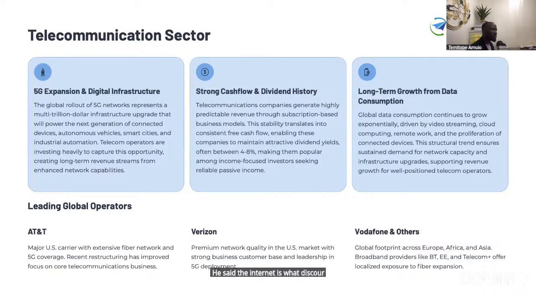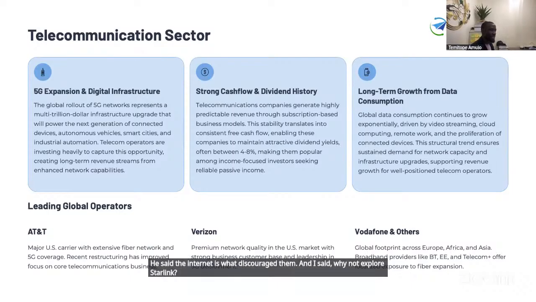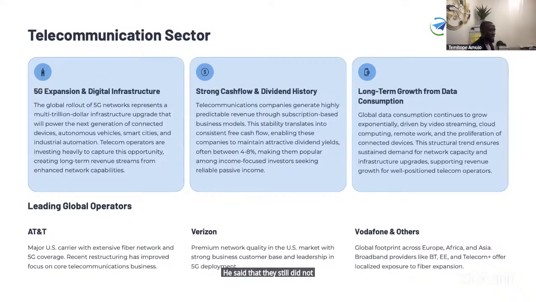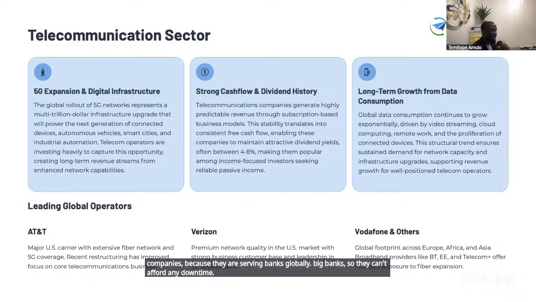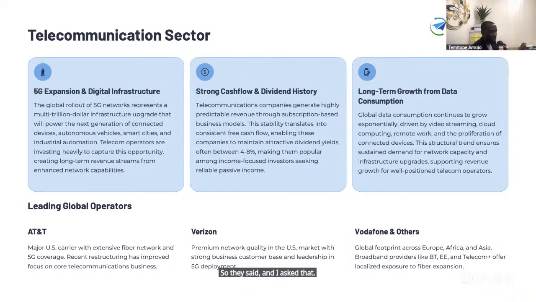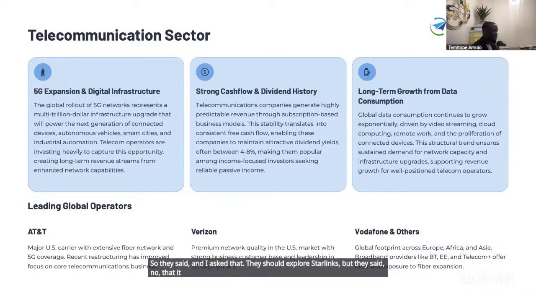And I said, why not explore Starlink? He said they still did not get the speed that their server needed to serve their companies, because they are serving big banks globally, so they can't afford any downtime. I asked that they should explore Starlinks, but they said no, that it is still not as good as they expected.